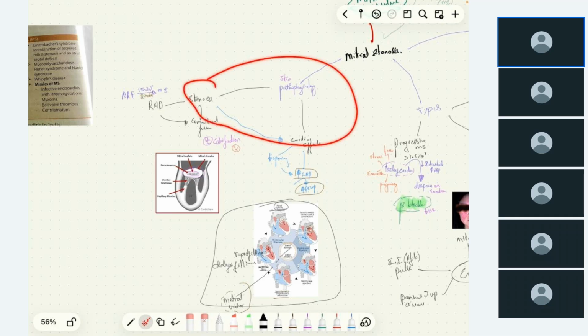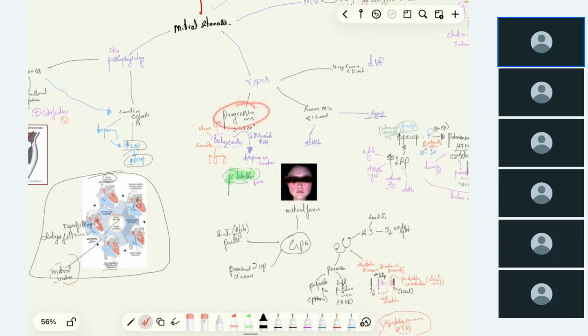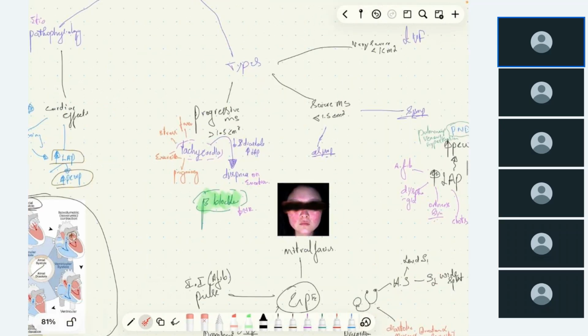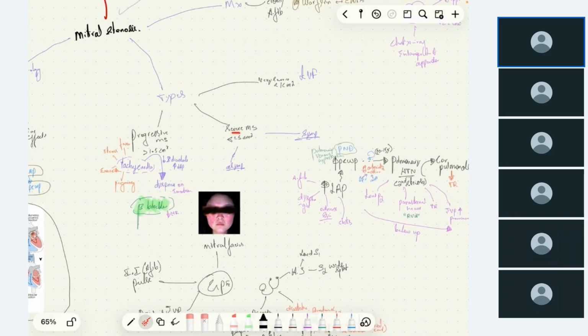Let's see the types of mitral stenosis. Based on the surface area of the mitral valve, we have progressive MS, severe MS, and very severe MS. What is progressive MS? Progressive mitral stenosis is a type of mitral stenosis where the mitral valve area of the patient is more than 1.5 centimeter square. If the area of the mitral valve is less than 1.5 centimeter square, it is called severe MS. If the mitral valve area is less than 1 centimeter square, it is called very severe mitral stenosis.